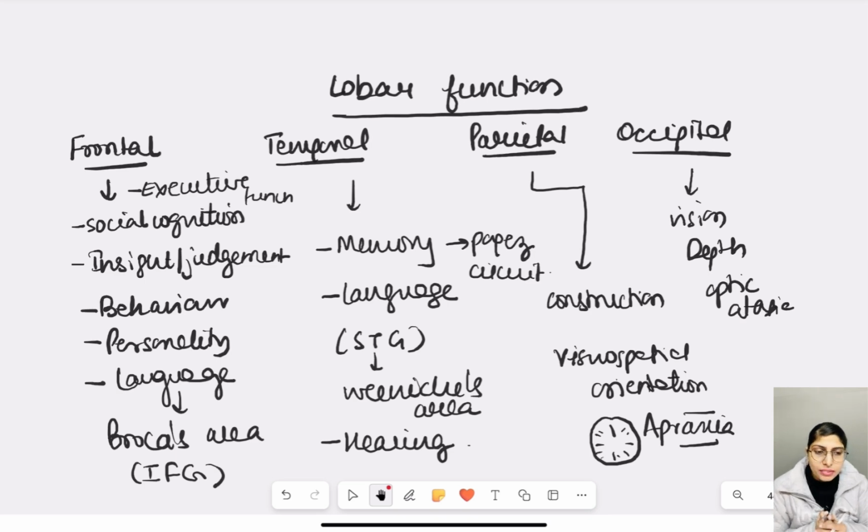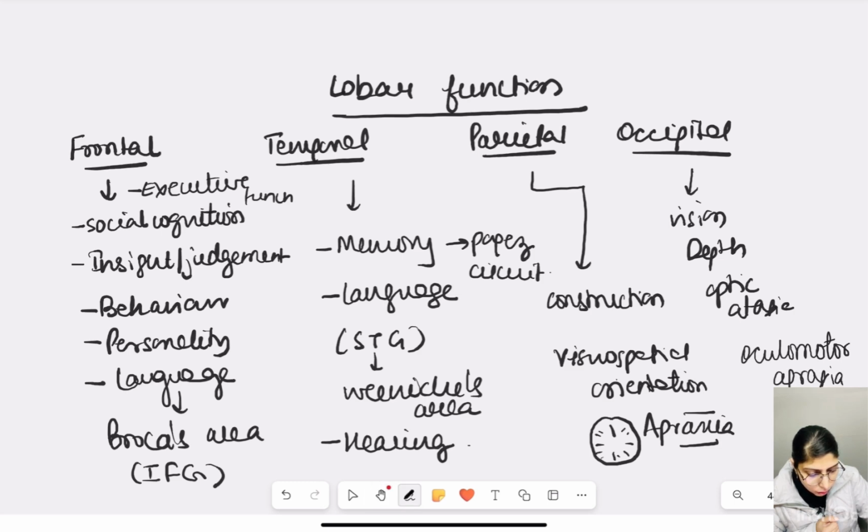Optic ataxia means that the vision is okay, but the person is still not able to figure out where the object is placed in space. That is optic ataxia. Then there is oculomotor apraxia, an important feature of PSP, progressive supranuclear palsy. PSP is an atypical Parkinson's disease.